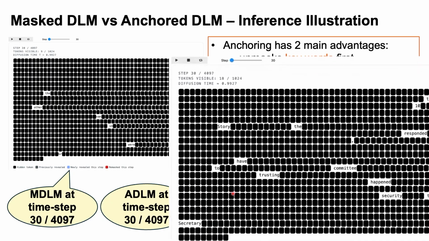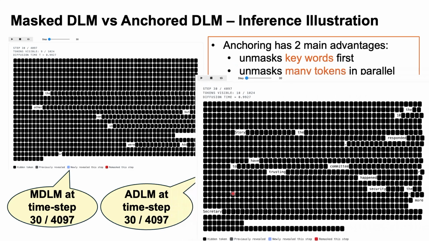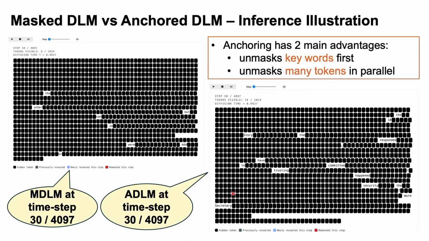If you look at the same time step, you can see the kinds of words there are more complicated words, like trusting and committee and security, coming out of this. So qualitatively, you can see the difference. Okay? So we have talked about the inference and how these things look.